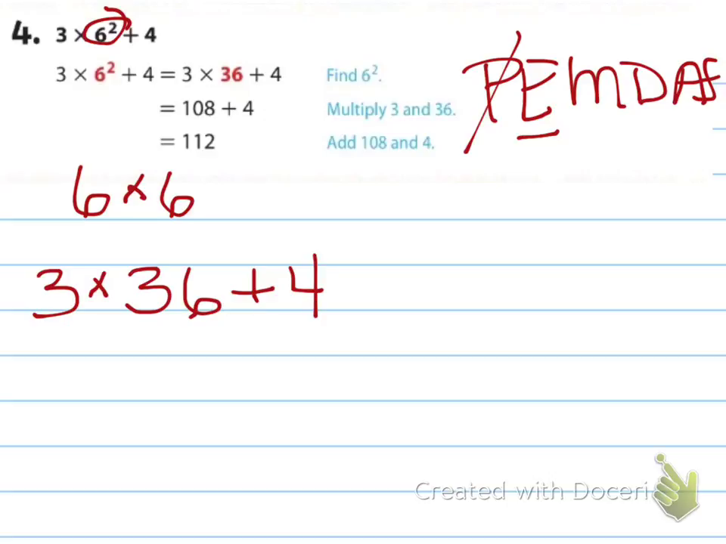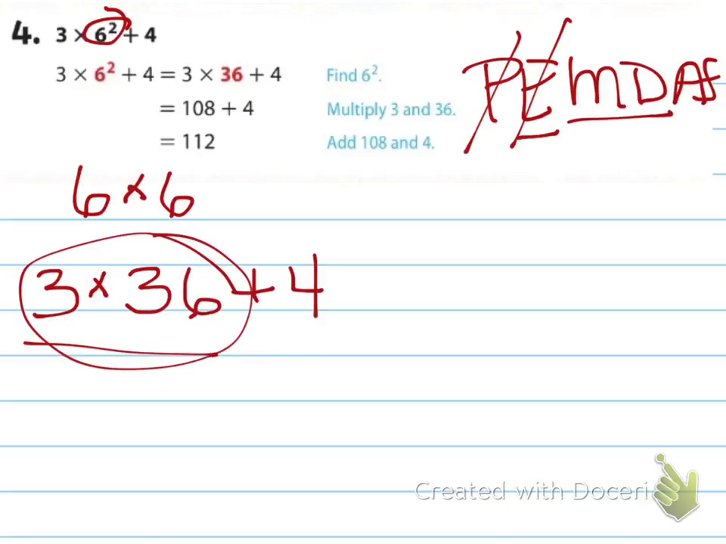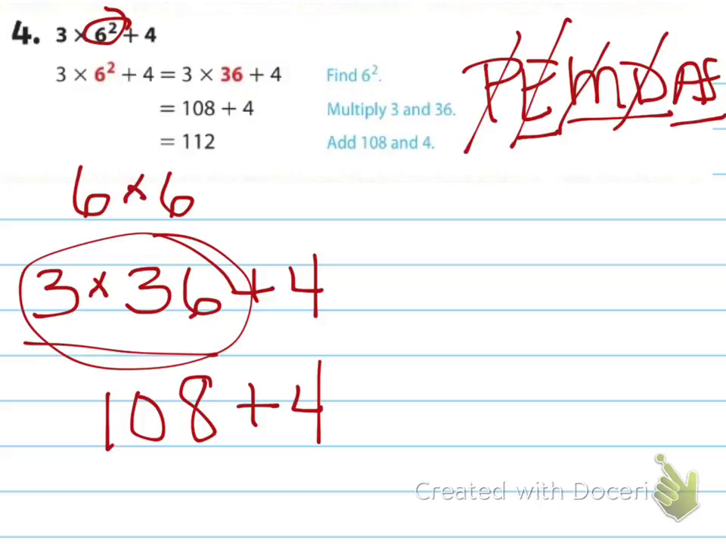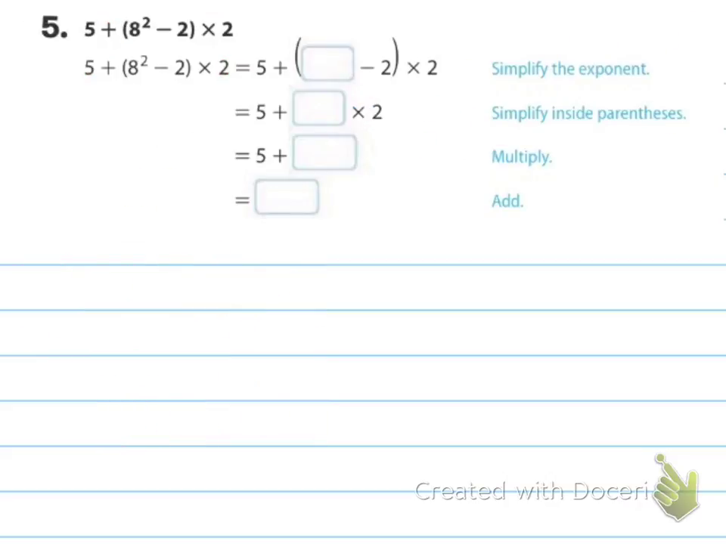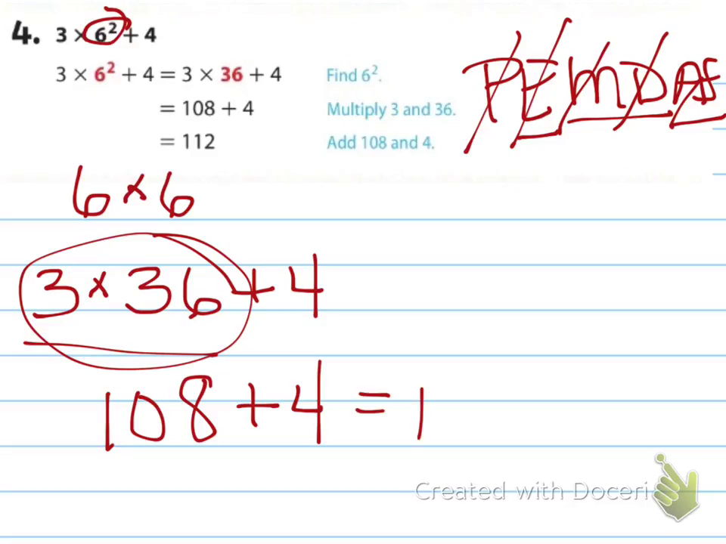Now, again, we're done with that. We have to look at multiplying and dividing. And sure enough, I have a multiplication problem right here. So we do 3 times 36, which is 108, and we bring down the plus 4. Now that I'm done with my multiplication and division, I've got my add and subtract. And that's the last thing that we have to do. So we get 112 as our answer.